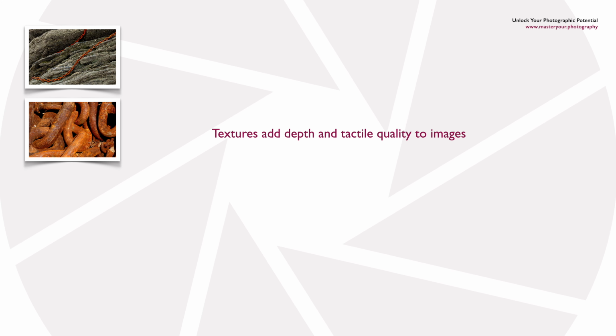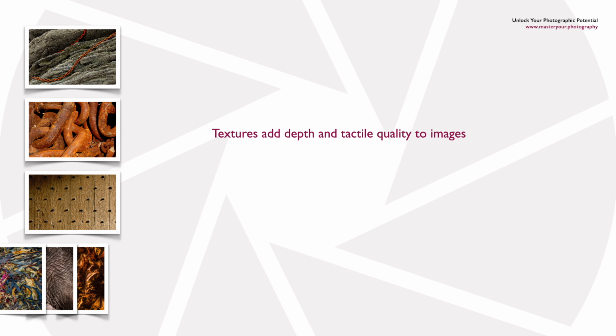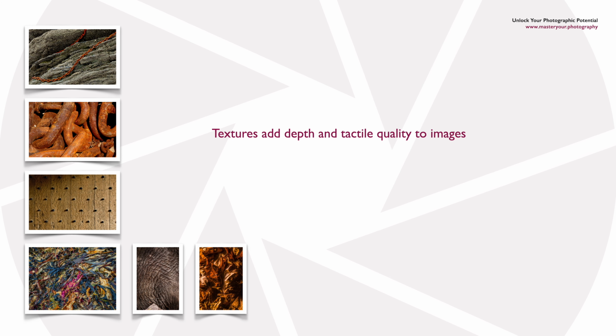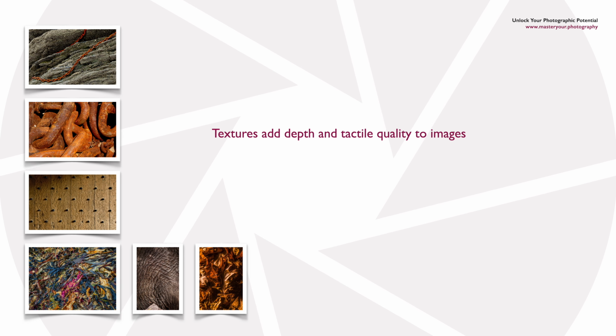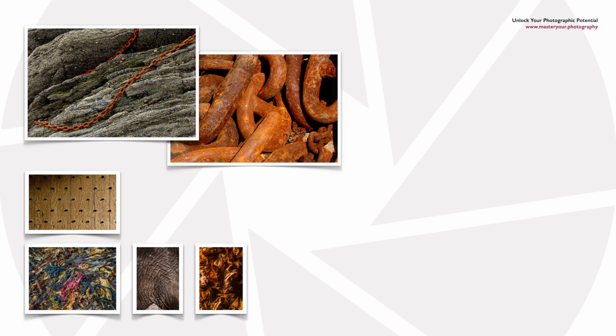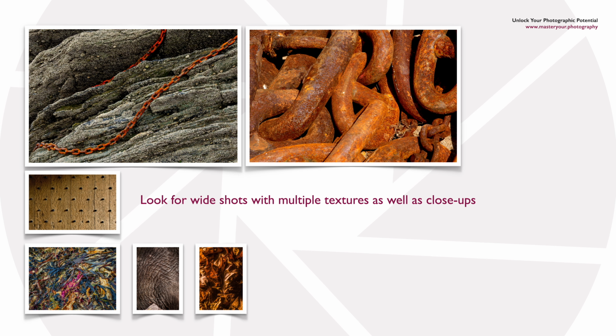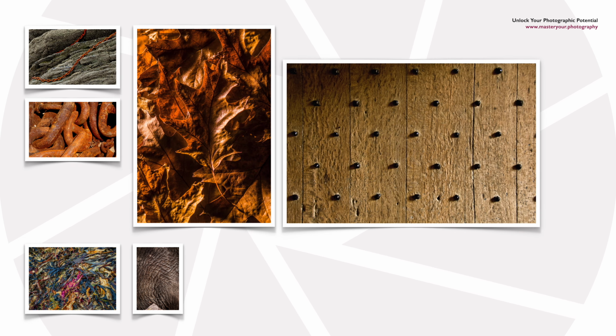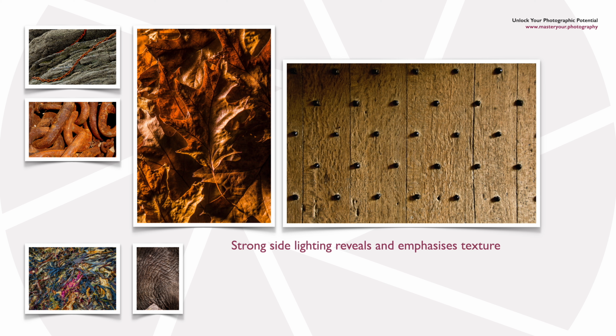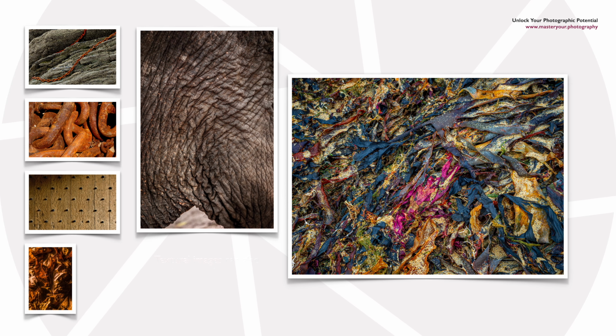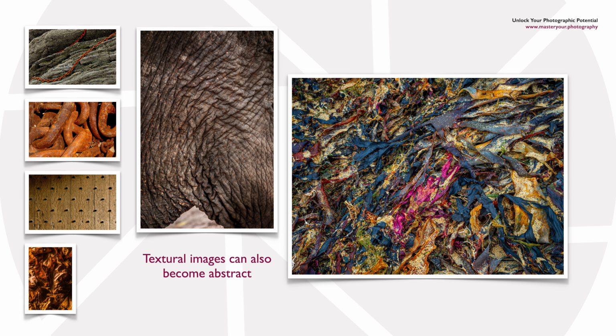So texture is something that we use to add depth and even a tactile quality to images. If you see texture in a photograph, it almost makes you want to reach out and touch that image. Look for the wide shots as we did with the patterns, but also look for the close-ups. So here we've got the rusty chain against the rocks, and we've got the close-up of it as well. We've got some lovely autumn leaves. Remember, the side lighting brings out the texture, and this old wooden door with the metal studs in it. We can go abstract as well as with texture. Here's a close-up of an elephant, and then lots of coloured seaweed on the beach.